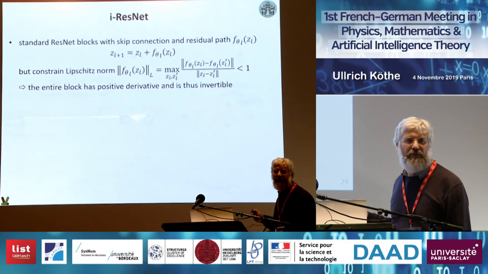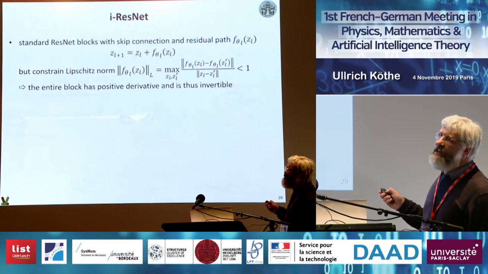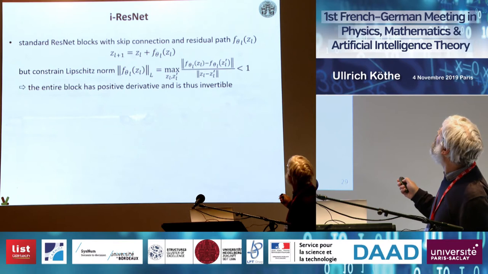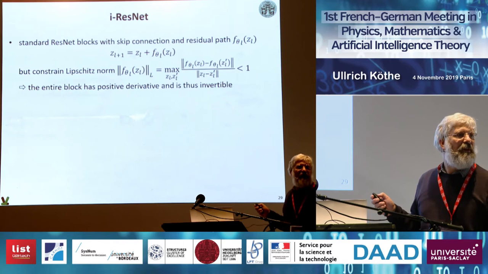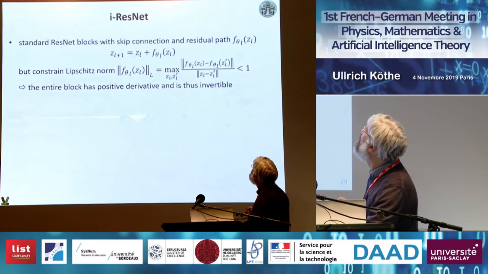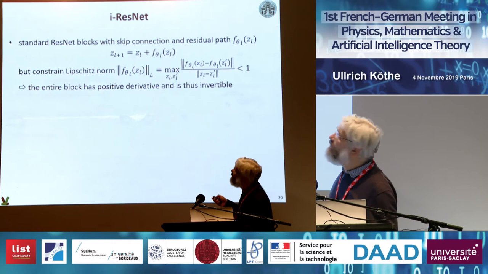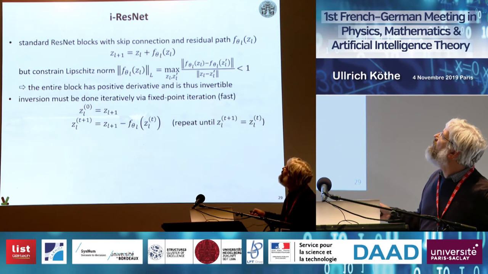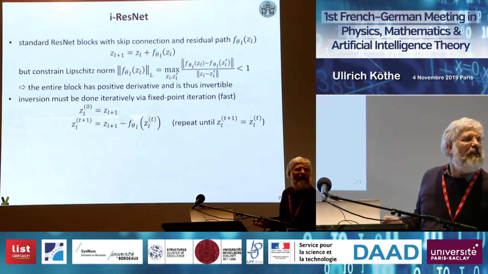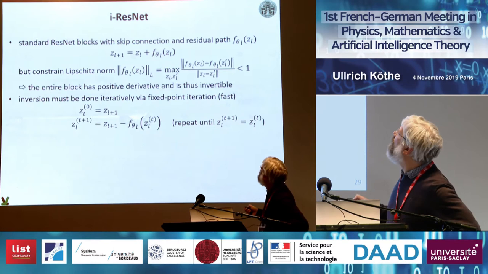And when we arrange such that the Lipschitz norm of this correction is bounded, below 1, then the entire residual block has a positive Lipschitz norm and is therefore invertible. It's usually not as efficient in the backward direction as in the forward direction. But a simple solution is, for example, to use fixed point theory and do fixed point iteration. We set our initial guess of Z_L in the backward direction to Z_{L+1}, and then we iterate until we reach a fixed point. Other possibilities also exist, for example, the Newton algorithm or quasi-Newton algorithm.